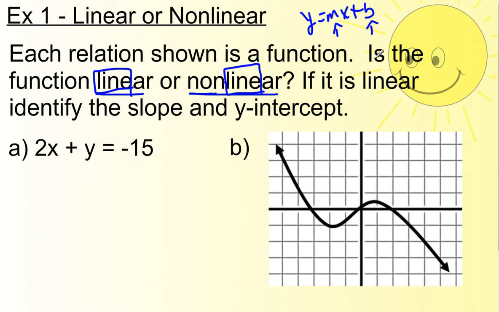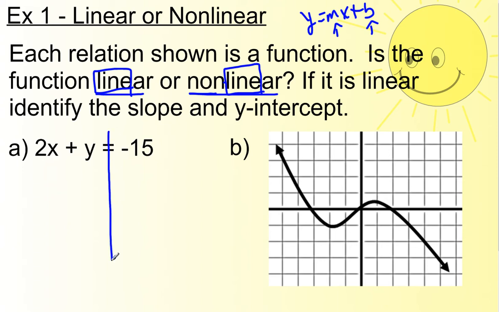So what we're going to do today is to determine if an equation is linear, we're going to see if we can write the equation in that form. If we cannot, that probably means it's not linear. If we can, then that means it's linear. So let's take letter A, for example. We want to write this in slope-intercept form, which means we want to get the y variable by itself. So let's try that.